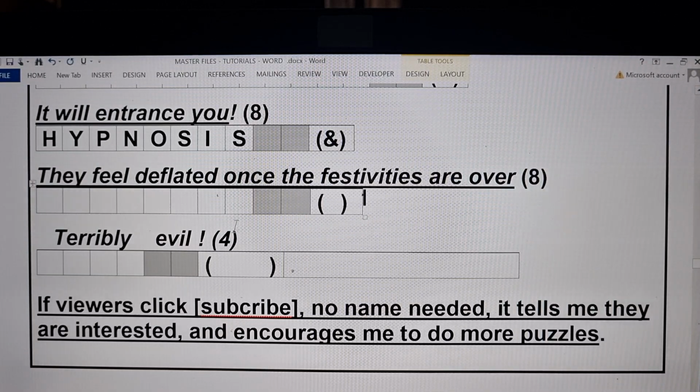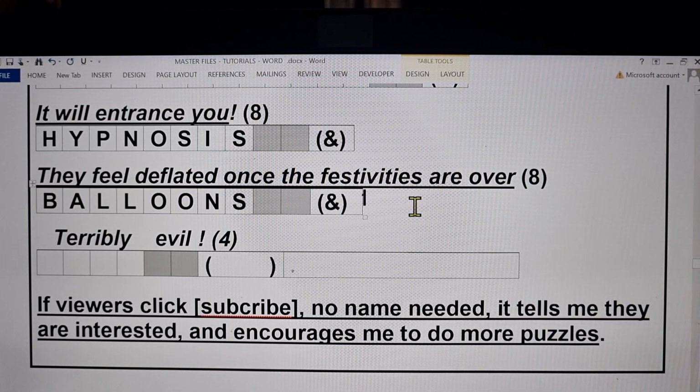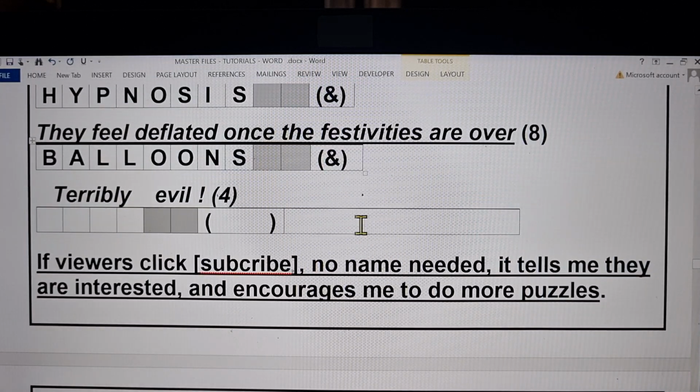Okay, did you come up with an answer? These things are physical things that feel deflated once the festivities are over, and they are balloons. Did you get that? Of course they will. Once they go down overnight, once the festivities are over, they feel deflated. Yes, it makes you think. You've got to think sideways. Okay, well, not quite sideways, but you've got to think of all the possibilities.